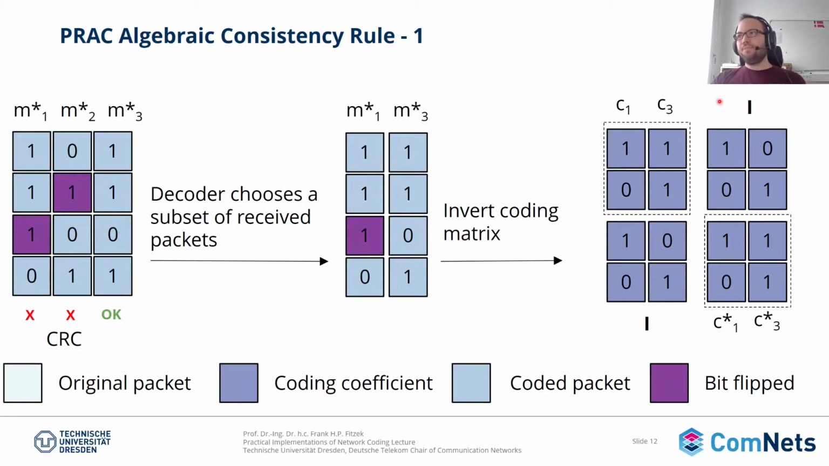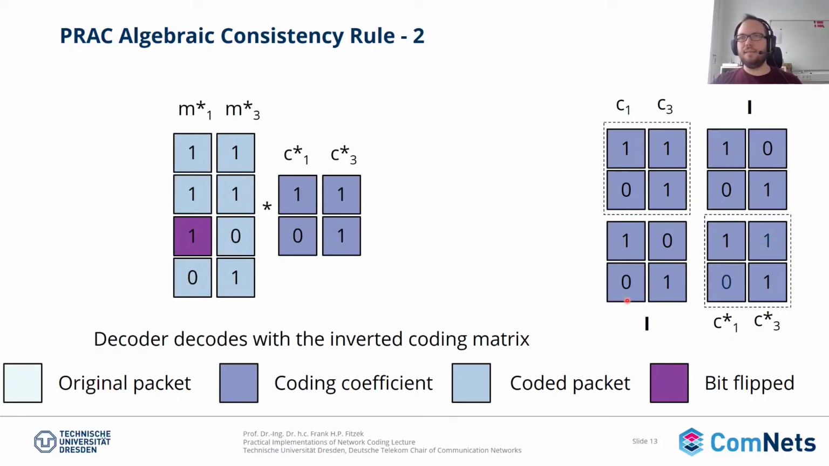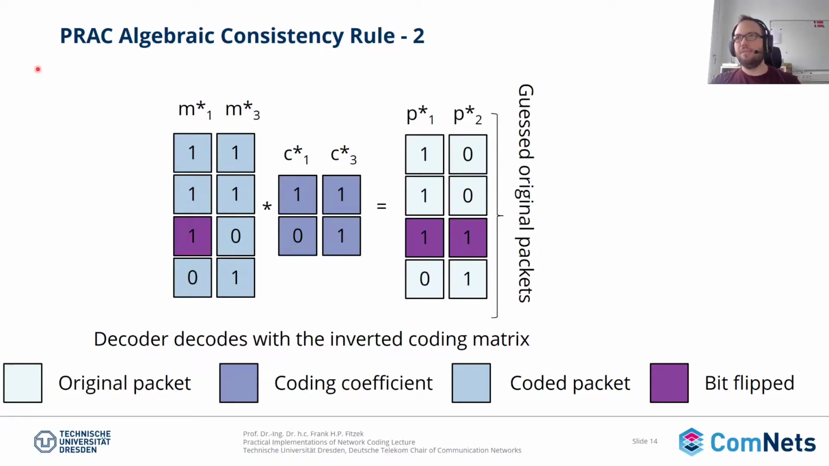If we do this here, we would obtain this. So this is basically our inverted matrix. Then to decode, we have to multiply our coded packets by the inverse matrix, and then we would find the original packets. If we perform this, we would obtain these packets, and this is what I call guessed original packets, because they are decoded like network coding would decode them, but we know they have errors.